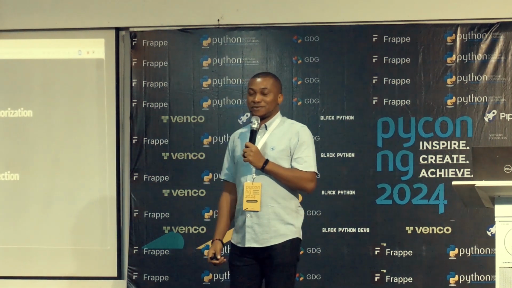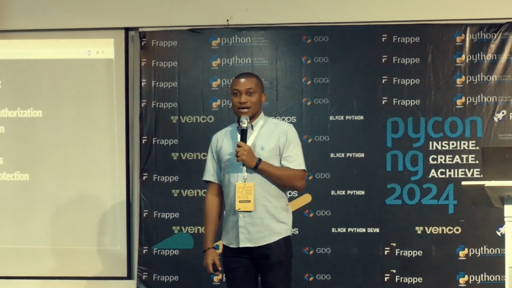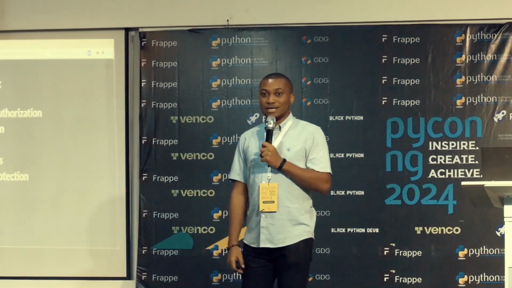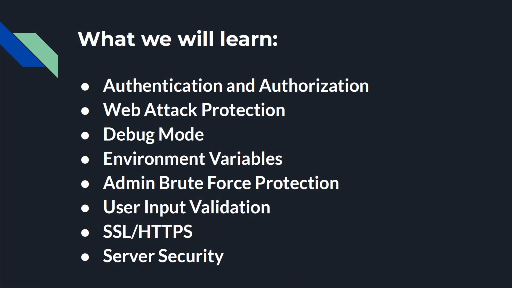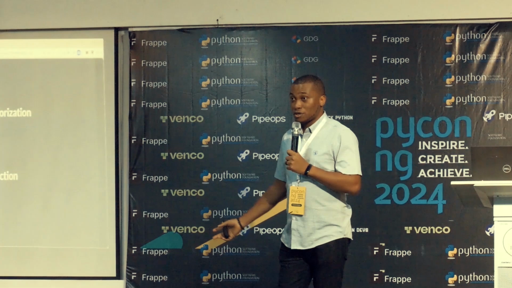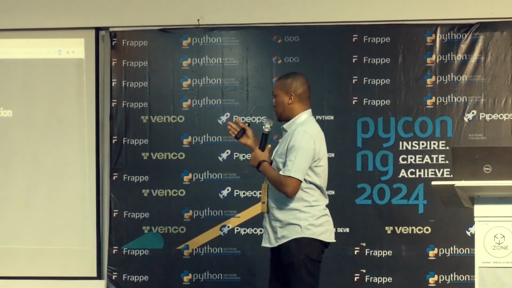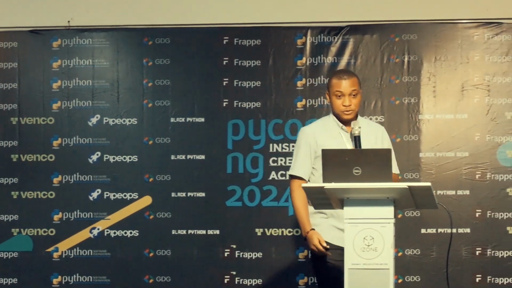Building an app is one thing. Securing the app is another thing. Today we are going to look at authentication and authorization. They look similar, but they are very, very different. We'll talk about web attacks, environment variables, and some other things that can help you secure your Django application.